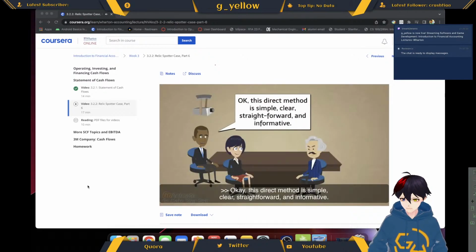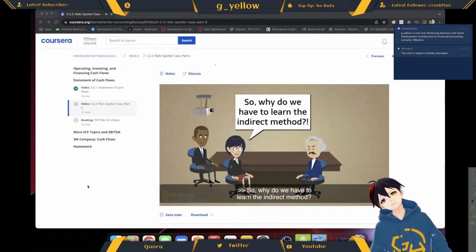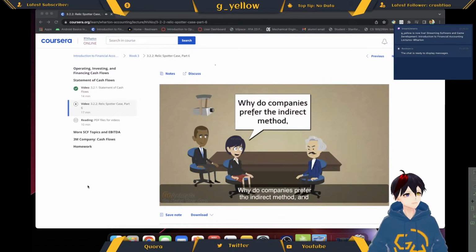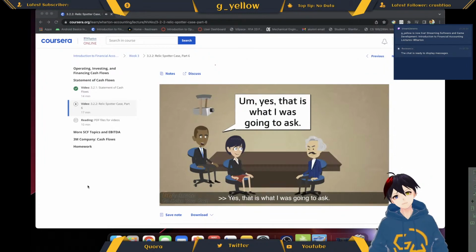Okay. This direct method is simple, clear, straightforward, and informative. But you said that companies rarely use it. So, why do we have to learn the indirect method? Why do companies prefer the indirect method? And why does the FASB require it even when the direct method is chosen? Yes, that is what I was going to ask.